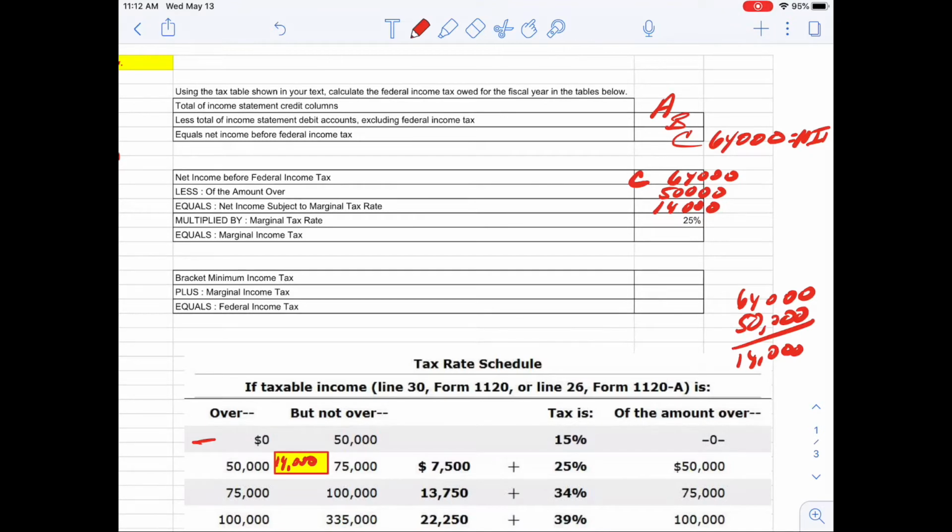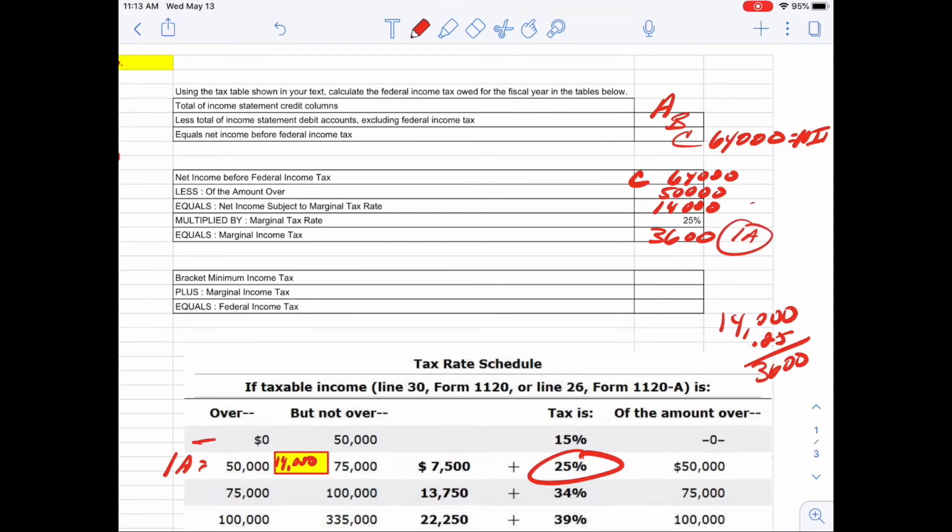So we know that 14,000 times 25% is what we have to calculate. For this example, we are going to calculate 14,000 times 0.25, which should get us right around the $3,600 mark. So in 1A, I just calculated my $3,600. Now that's not our only thing, because remember we have to include that beginning.